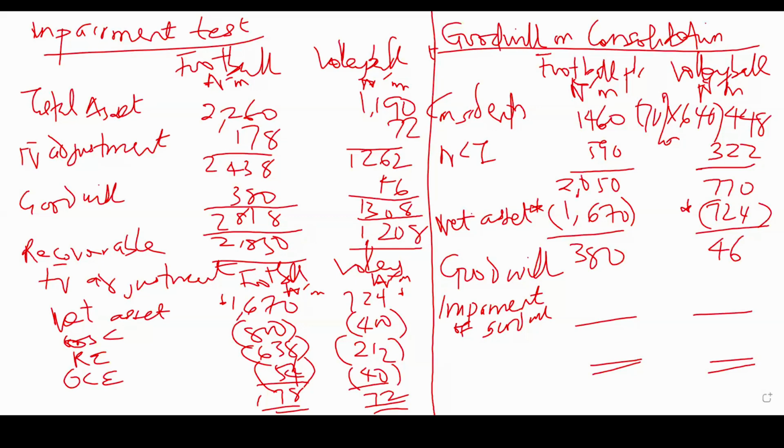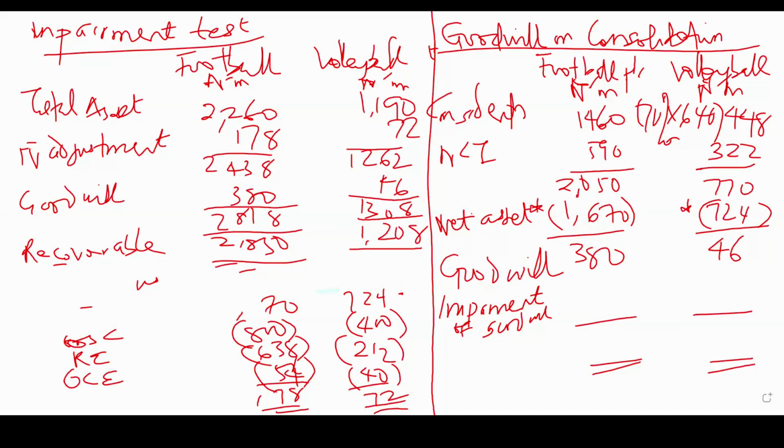But for Football PLC, the recoverable amount is still higher than the book value. So there will be no impairment there, but there will be an impairment under volleyball. All right, so can we go ahead and do the impairment for volleyball? Let me erase this. I've shown you how we got the fair value there. The impairment for volleyball.